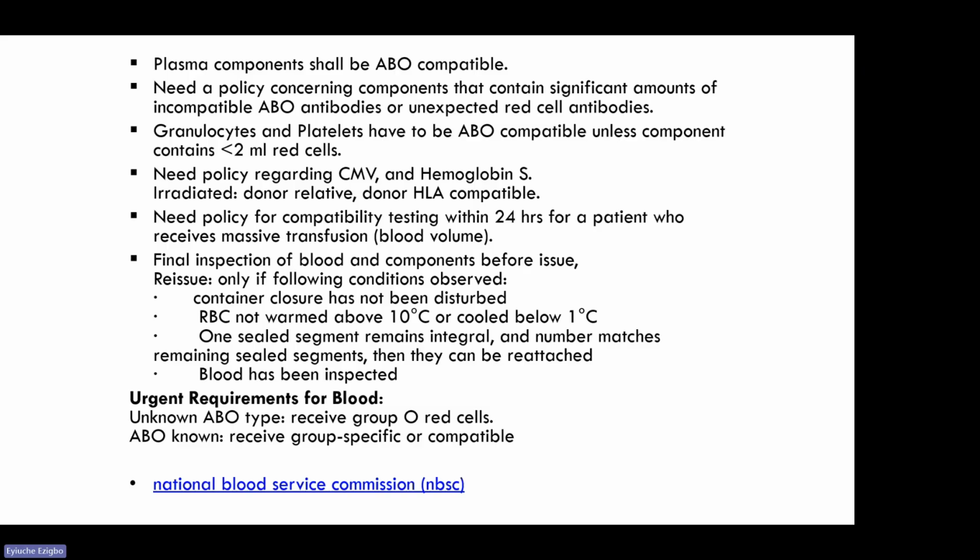Reissue only if the following conditions are observed. Container closure has not been disturbed. Red blood cells not warmed above 10 degrees or cooled below 1 degree. Okay, so the blood bank is maintained so that the temperature does not drop below 1 degree centigrade. That's why the blood bank refrigerator is quite different from the normal household refrigerator we use, because they are not at the same temperature, and that of the blood bank is maintained not below 1 degree centigrade.